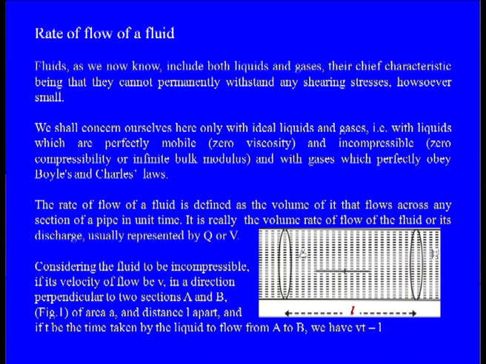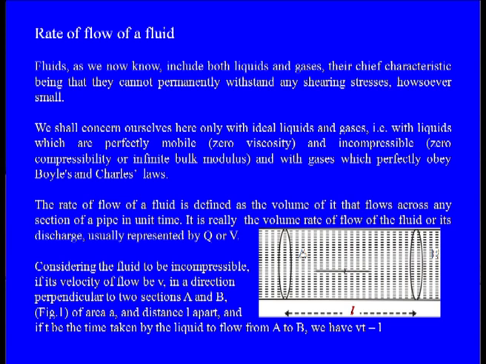The rate of flow of a fluid is defined as the volume of it that flows across any section of a pipe per unit time. It is really the volume rate of flow of the fluid, or its discharge, usually represented by the symbol Q or V. Now, let us see this picture of a pipe. Considering the fluid to be incompressible, let its velocity of flow be v in a direction perpendicular to the two sections A and B, as shown in figure 1, of area A and distance L apart, and let t be the time taken by the liquid to flow from A to B. Then vt should be the length of this tube, which is L.